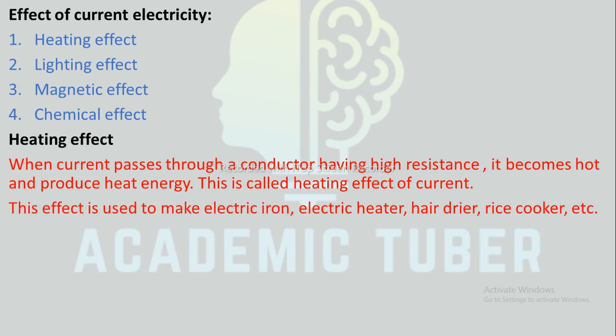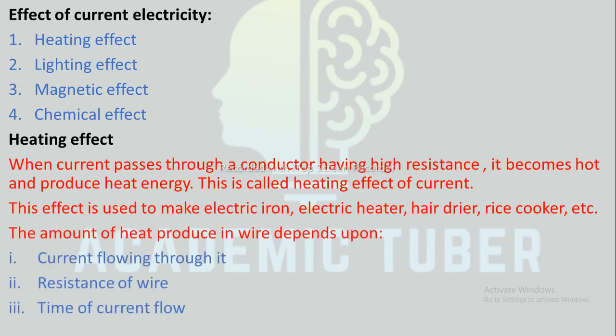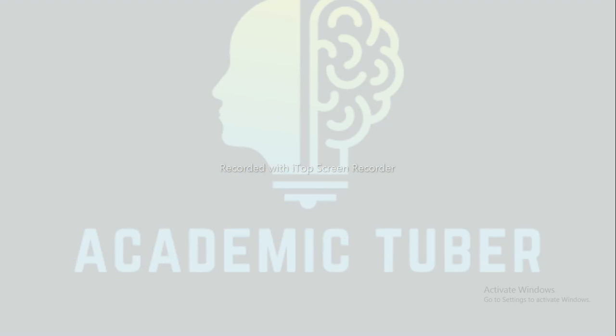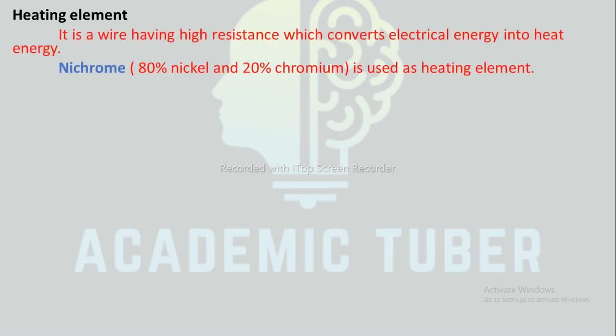This effect is used to make the electric iron, electric heater, hair dryer, rice cooker, etc. The amount of heat produced in a wire depends upon the current flowing through it, the resistance of the wire, and the time of current flow. The heating element is a wire having high resistance which converts electrical energy into heat energy.